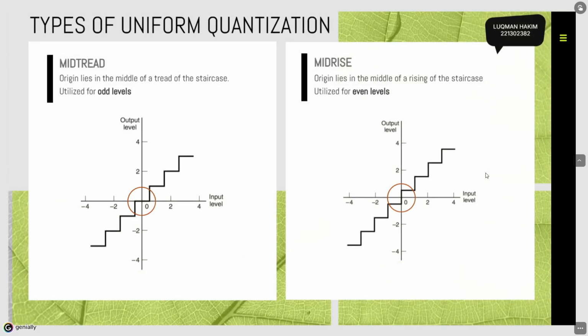There are two types of uniform quantization. The first one is mid-tread, where the origin lies in the middle of a tread of the staircase. As we can see in the red circle here, it lies on the x level, so it is more utilized for odd levels. The other one for uniform quantization is mid-rise, where the origin lies in the middle of a rise of the staircase. As you can see here, it is more represented on the y-axis, so it is utilized for even levels.